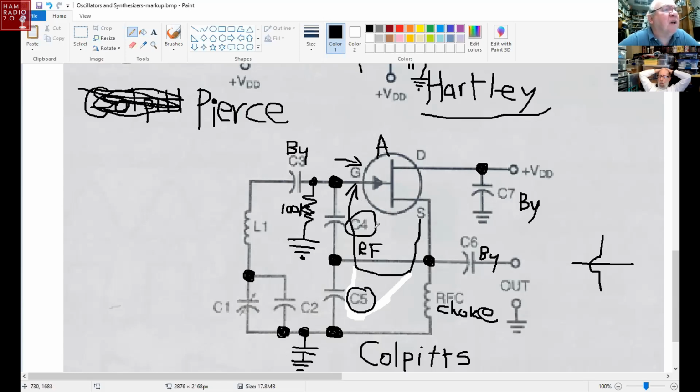And in the Colpitts oscillator, the feedback path is through the tap capacitors with this auxiliary frequency setting circuit over here. C1 is the tuning cap, and you can turn this into a VFO.